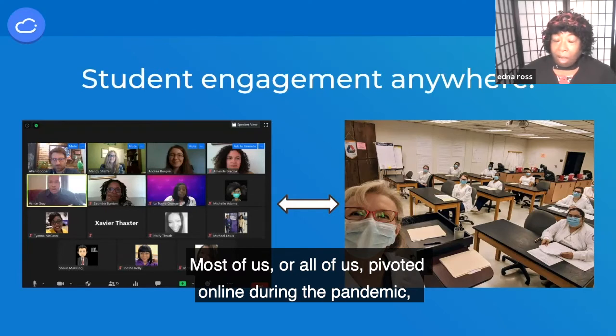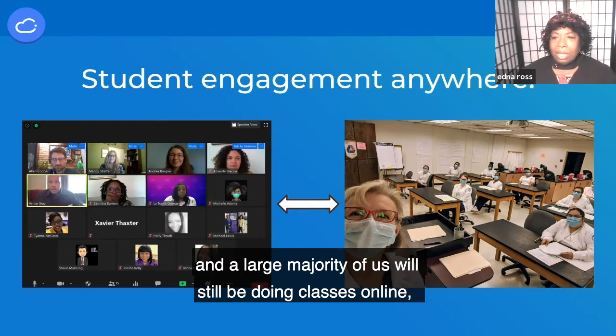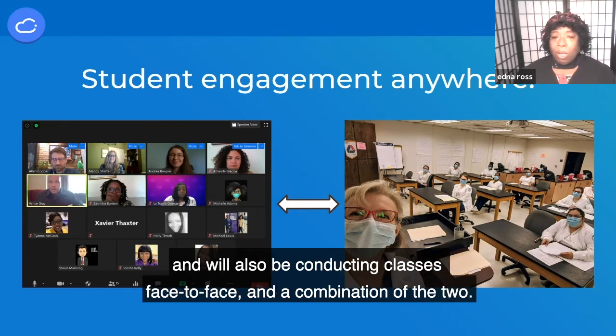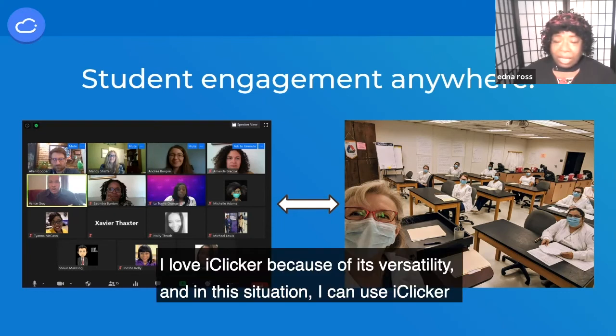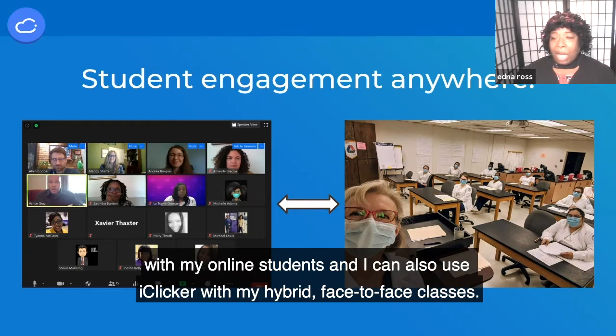Most of us, all of us, pivoted online during the pandemic, and a large majority of us will still be doing classes online, and we'll also be conducting classes face-to-face and a combination of the two. I love iClicker because of its versatility, and in this situation, I can use iClicker with my online students, and I can also use iClicker with my hybrid face-to-face classes.